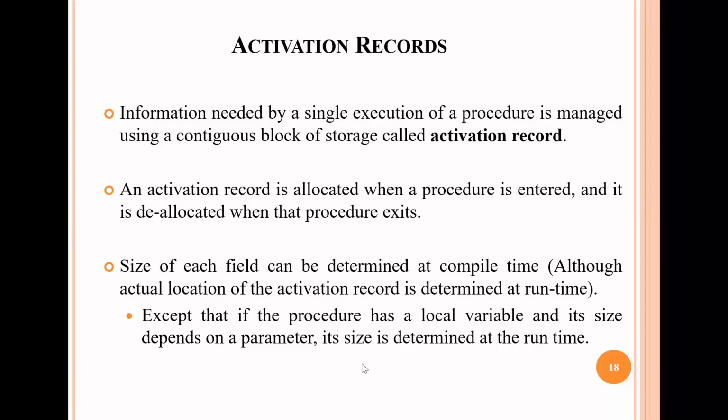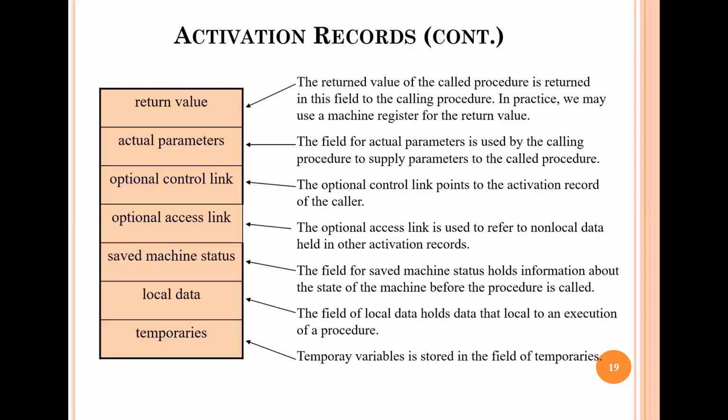The size of each field can be determined at compile time, except that if the procedure has a local variable whose size depends on a parameter, it is determined at runtime. All the fields given in the activation record need to be thoroughly understood and learned. What are the parameters of an activation record?